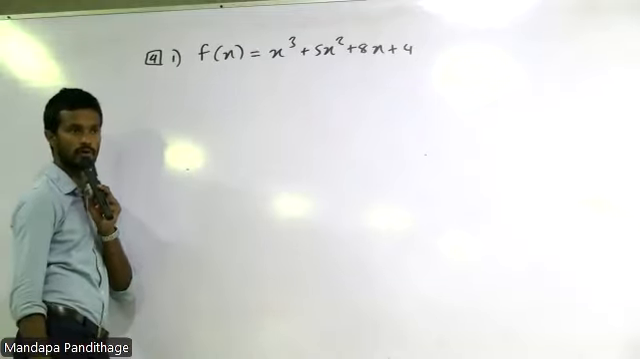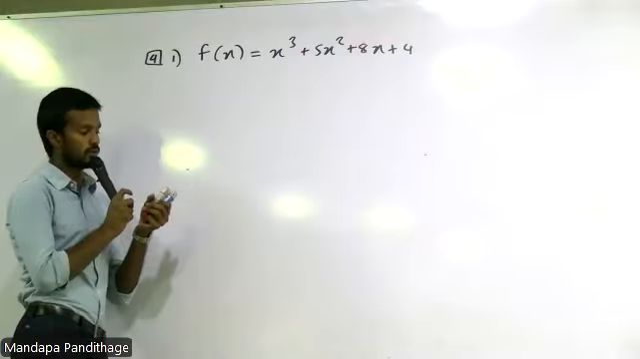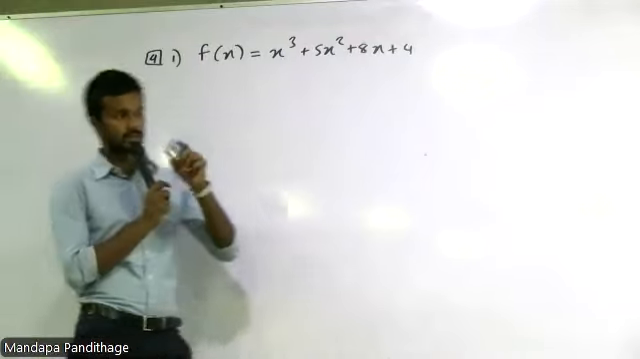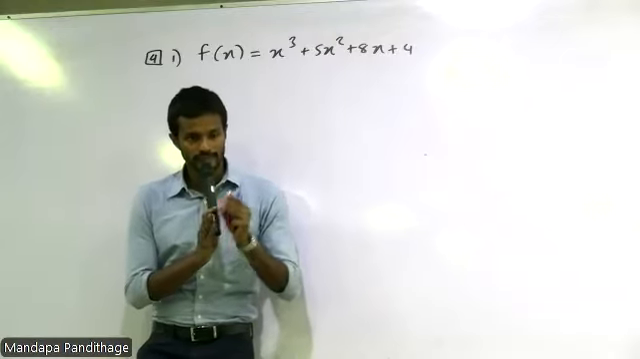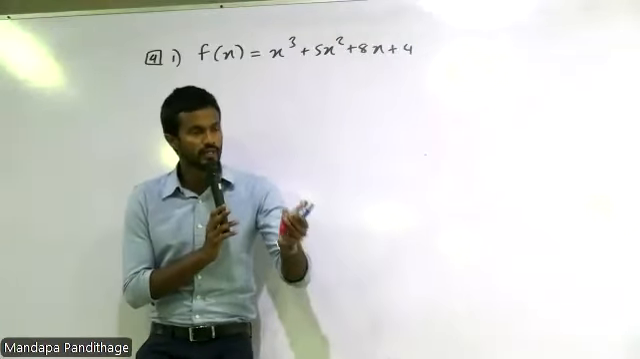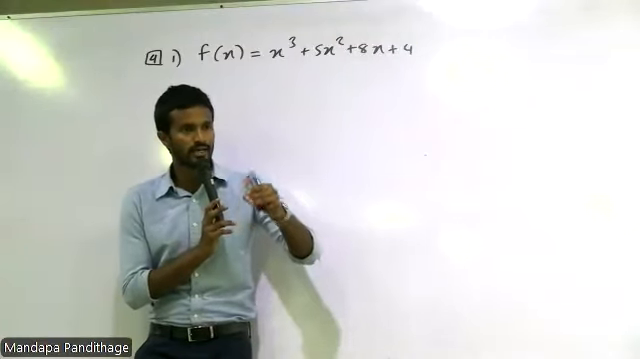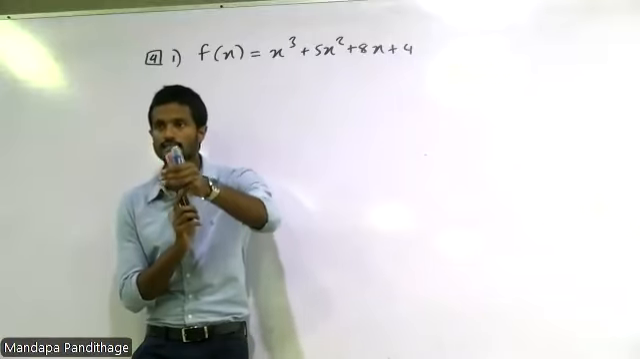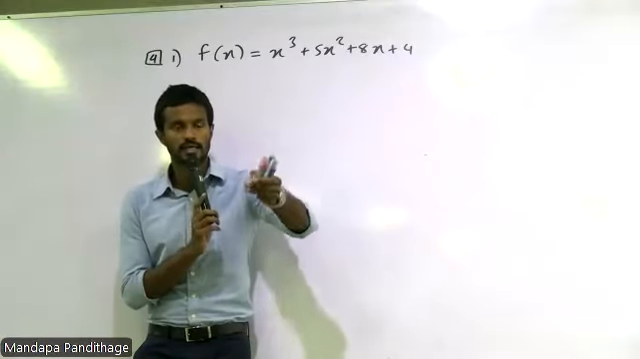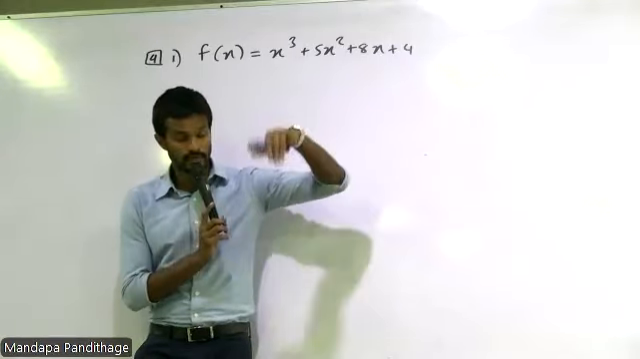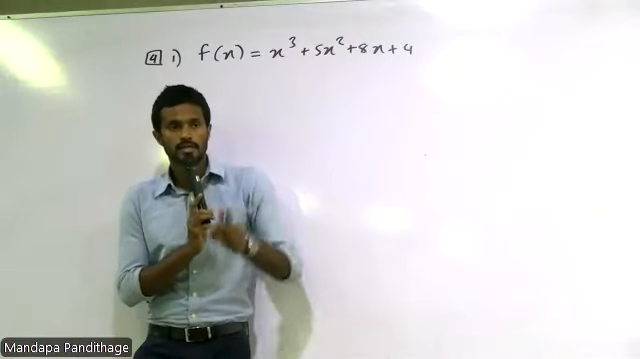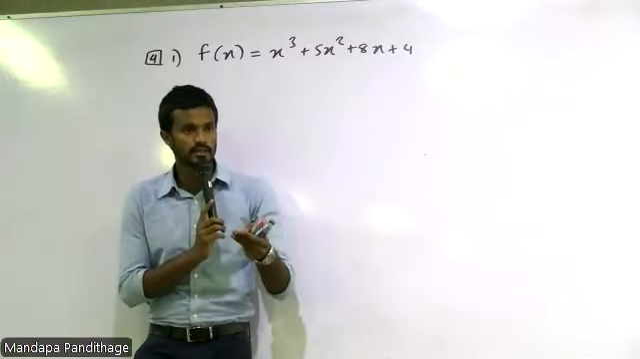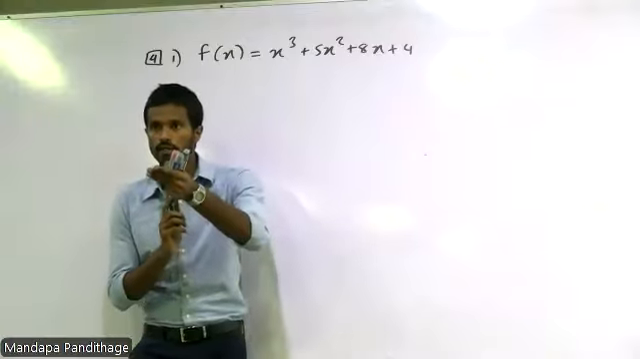So how can we do it? You know, according to the converse of the factor theorem, if you get f(x) equal to 0, then you can derive a factor. If f(1) equals 0, you can say x minus 1 is a factor. If you get f(-1) equal to 0, then x plus 1 is a factor. So that is the converse of the factor theorem.